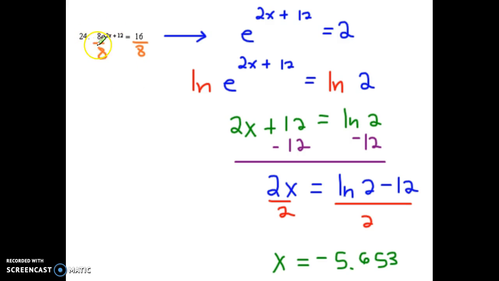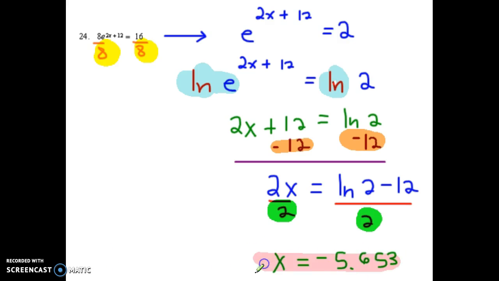In problem 24, I want to get x by itself, so first I'm going to divide by 8. So now I have my base e. To get rid of base e, I'm going to do natural log of both sides, and e and natural log cancel each other out. So now I want to get x by itself, so I'm going to go ahead and subtract 12 from both sides. And then I'm going to divide by 2. So I'm going to plug that into my calculator. I get this answer, and when you check it, you'll see it is correct.